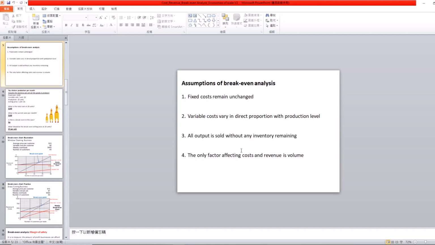And number four, the only factor affecting cost and revenue is just the volume. But in reality, there are so many other factors affecting cost and revenue, let's say the efficiency of using resources. If that's the case, then the curve is not going to be linear. So all in all, we are using these assumptions to make things easier, so that when we take a look at the break-even analysis, it's easier to find the answer.